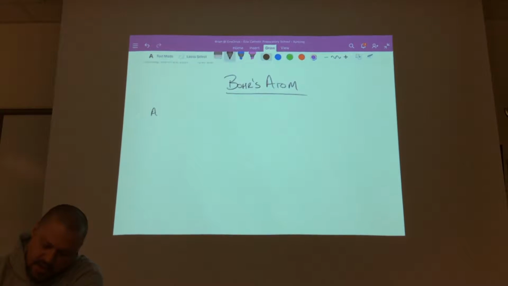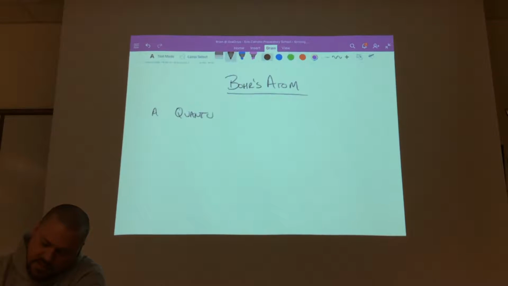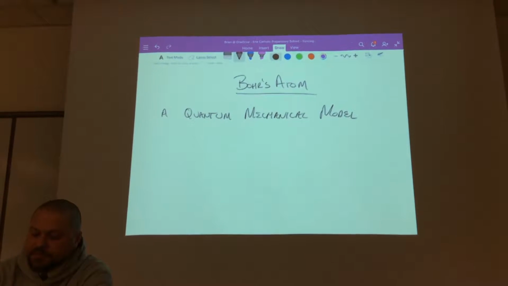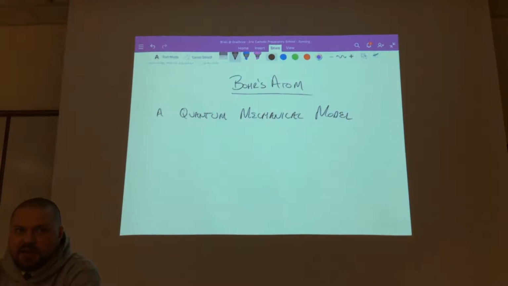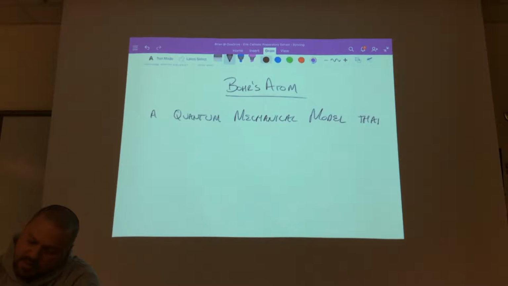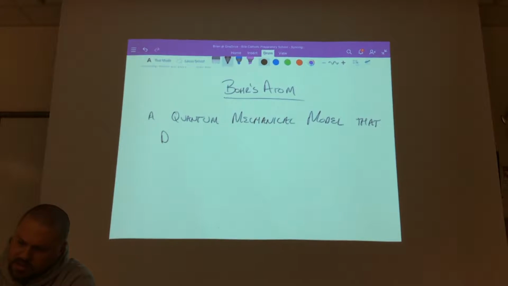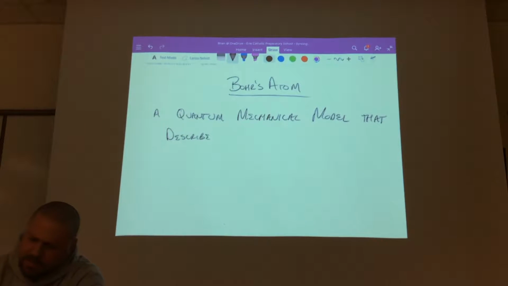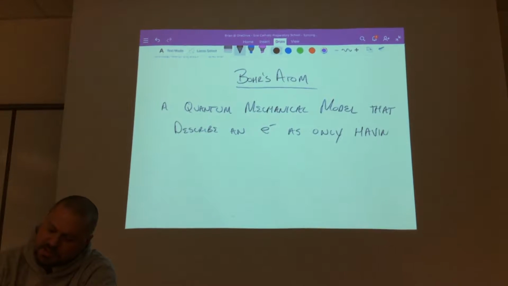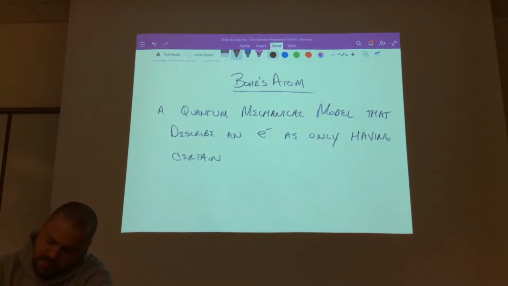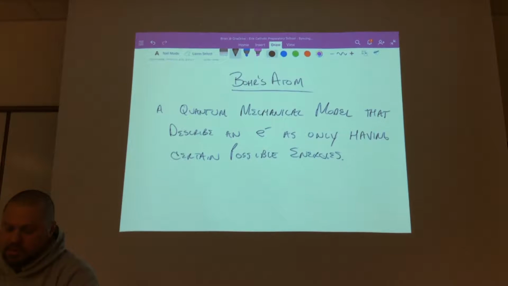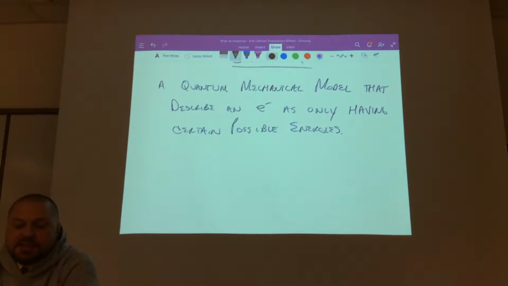All right, so Bohr's atom. Okay, so this is a quantum mechanical model. When we say quantum mechanical model, what we're saying is it's based off of quantities of energy, or discrete quantities. That's the whole quantum mechanics. That describes an electron as only having certain possible energies. So it's only possible to have certain energies.